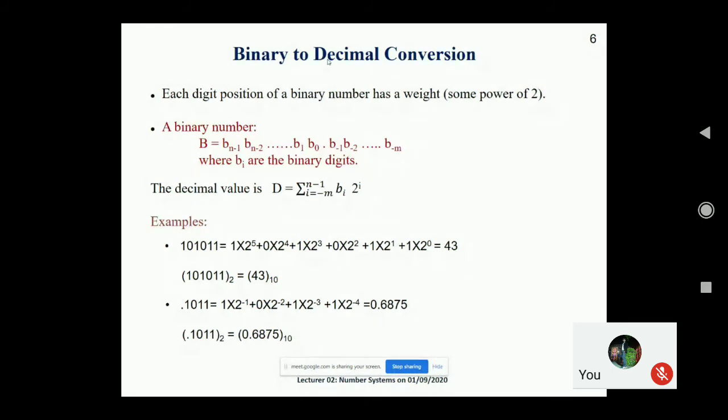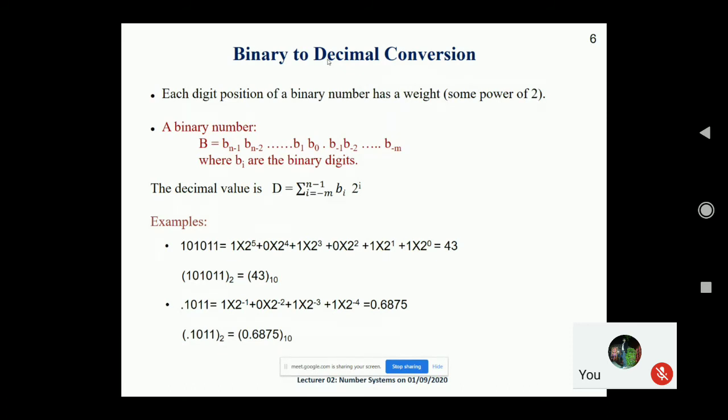Suppose we take a particular example, 101011. What is the range? Here the range is 0 to n minus 1, because we are considering only the integer part. No fraction part is there, so we are not using minus m. Based on our general formula, we consider 0 to n minus 1.